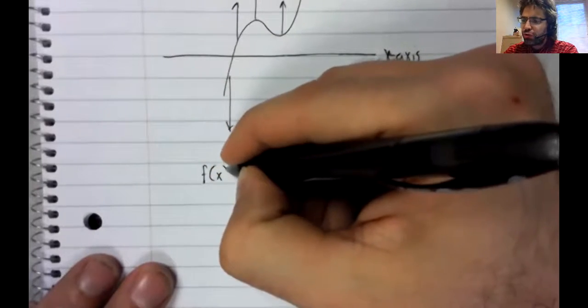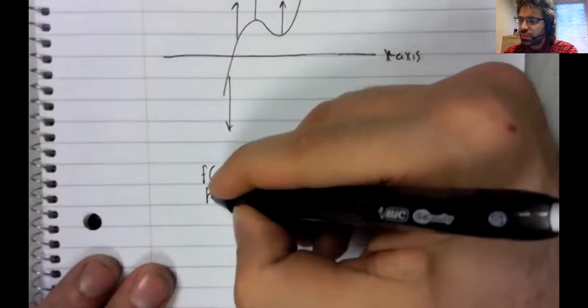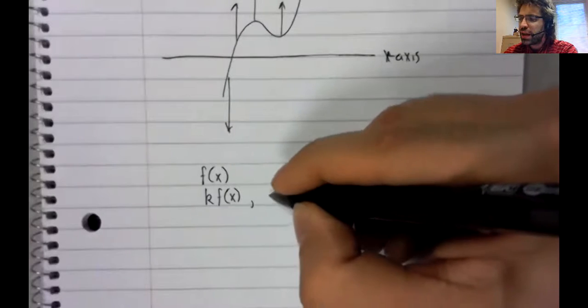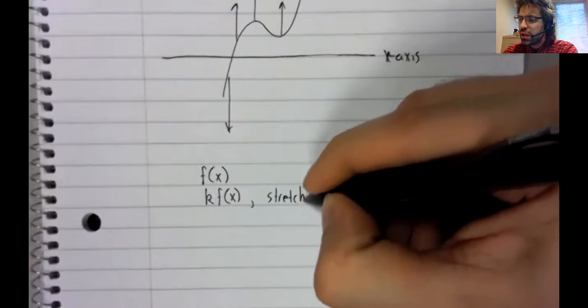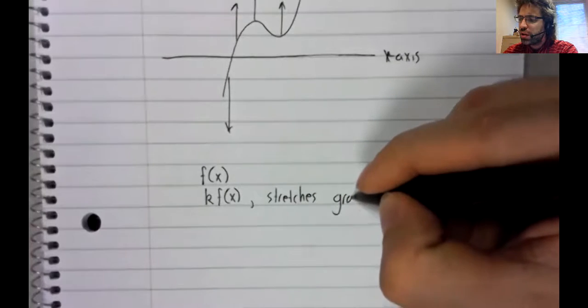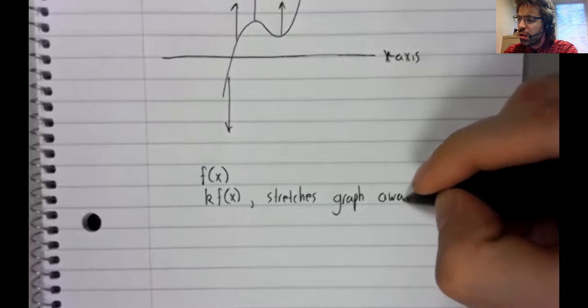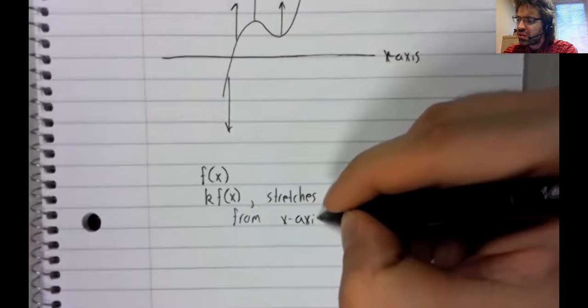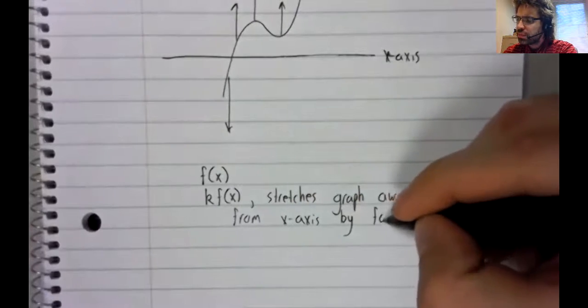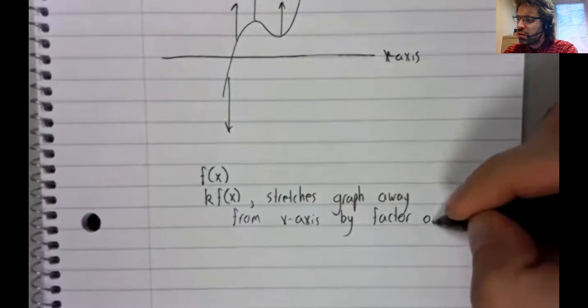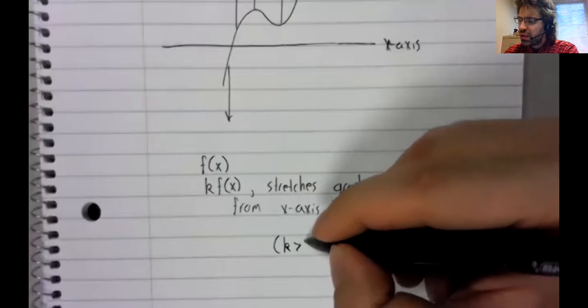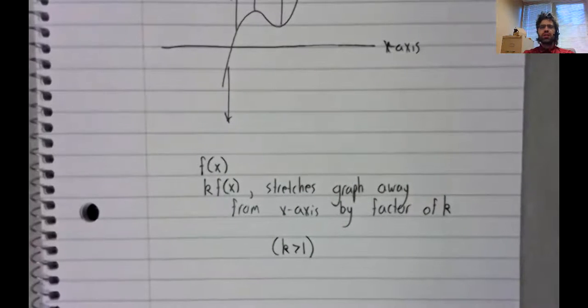And let me say up front how this is done. We just take f of x and we multiply it by k. And that stretches the graph away from the x-axis by a factor of k. And here, k is a positive number greater than 1.